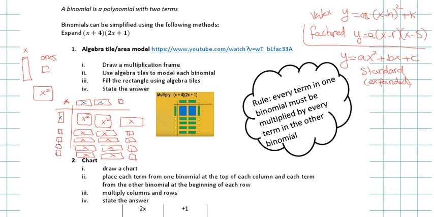Right? And now my final answer is going to be to add like terms, right? So if I'm adding like terms, I have x squared and x squared. So how many x squared do I have? 2 of them. How many x's do I have? 1, 2, 3, 4, 5, 6, 7, 8, 9. Right? So that's going to give me 9x. And then I have 1, 2, 3, 4 ones. So that's plus 4. And that will be my final answer.